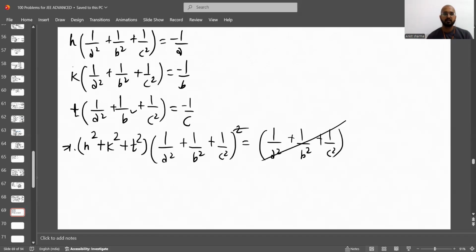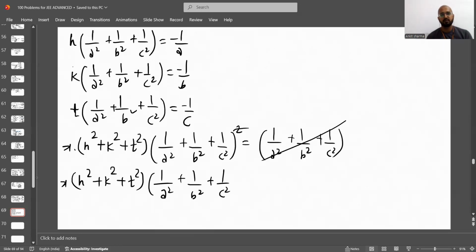So one of them gets cancelled. I'm going to have (h square plus k square plus t square) into (1 over a square plus 1 over b square plus 1 over c square) is equal to 1. Now I'll call this equation star. Now we need to get the condition on a, b, c because we are finding the locus, so it must be free of a, b, c. So now let's go ahead.